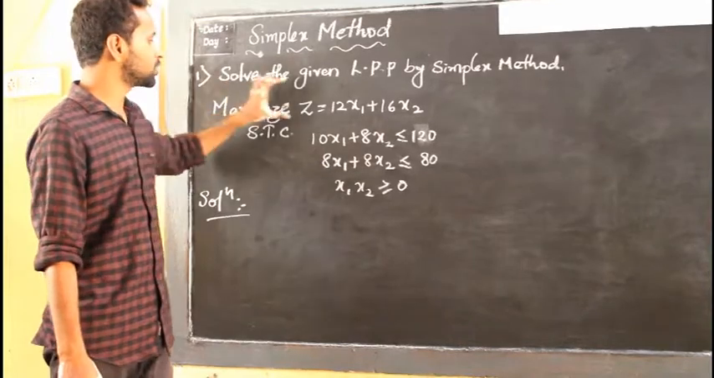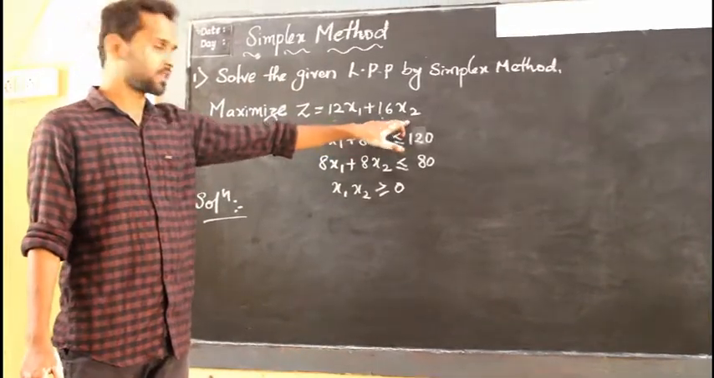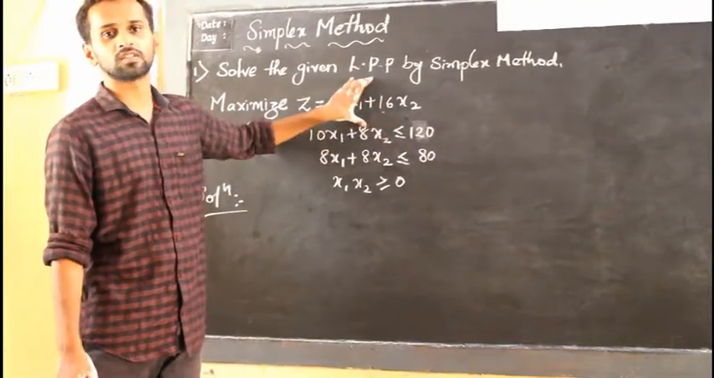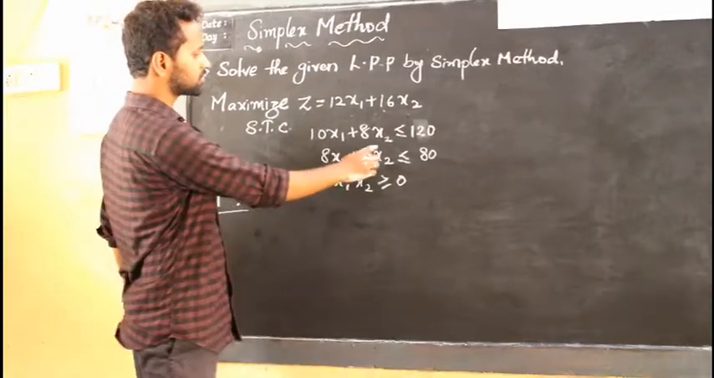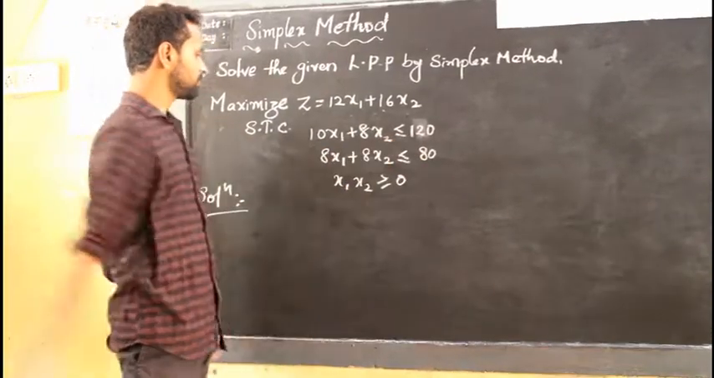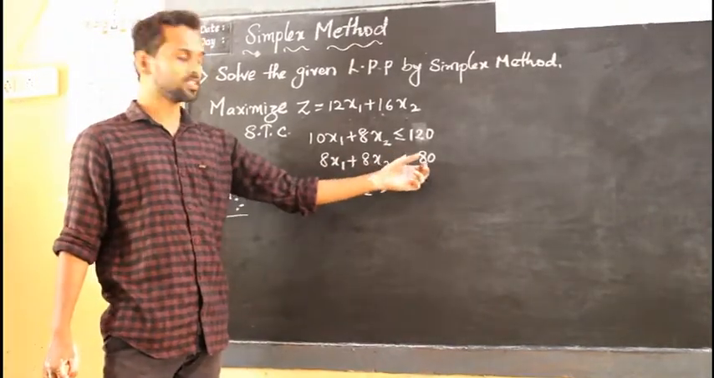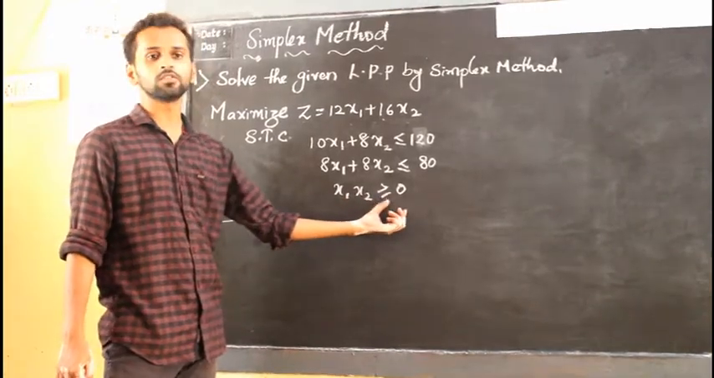So maximize z equal to 12x1 plus 16x2. You know that. What is this z? Z equal to 12x1 plus 16x2 is called the objective function. And subject to constraints: 10x1 plus 8x2 less than or equal to 120, 8x1 plus 8x2 less than or equal to 80. Non-negative conditions are given as x1, x2 greater than or equal to 0.